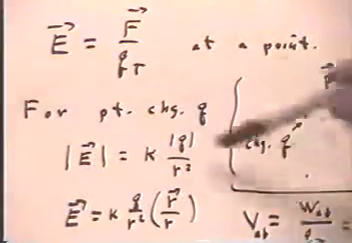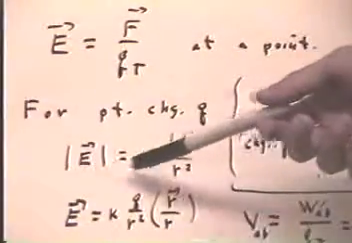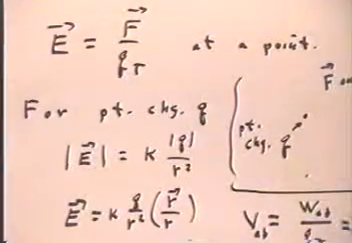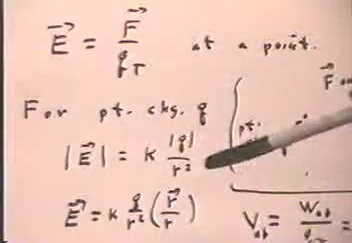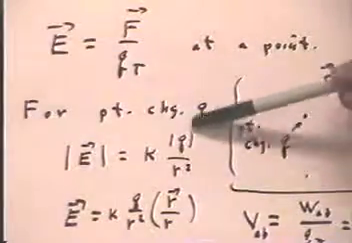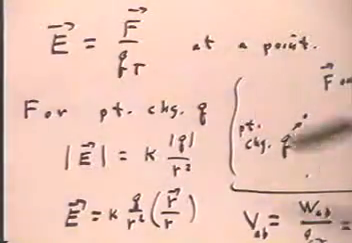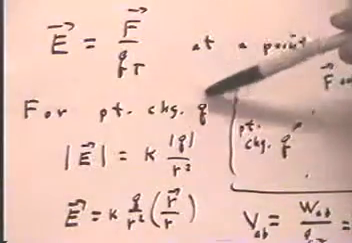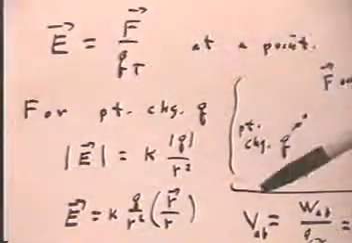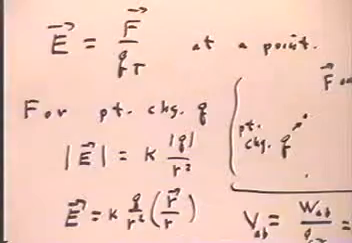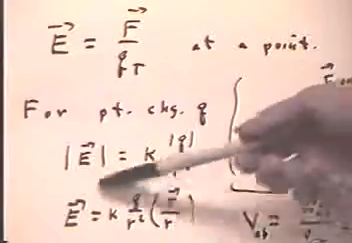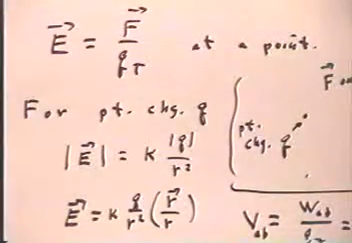Now for a point charge Q, the magnitude of the electric field is K times the magnitude of Q over R squared. If you have a point charge Q and a test charge QT, the force between the two charges will be K times Q times QT over R squared. If you divide by the QT, you end up with just KQ over R squared. The vector form is, as you see here, where we take the KQ over R squared multiplied by the unit vector in the appropriate direction.